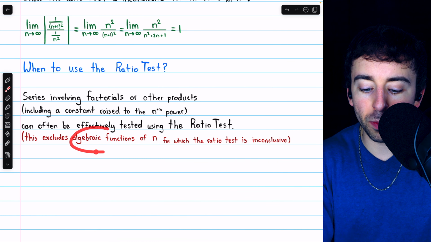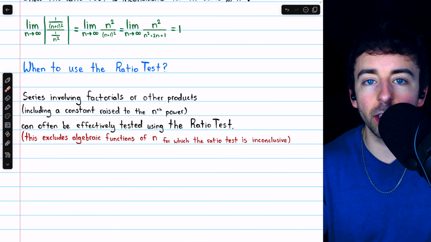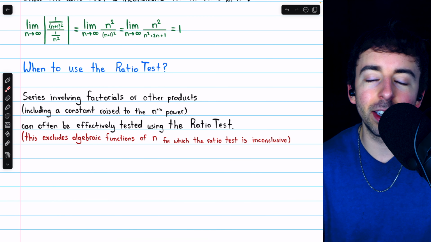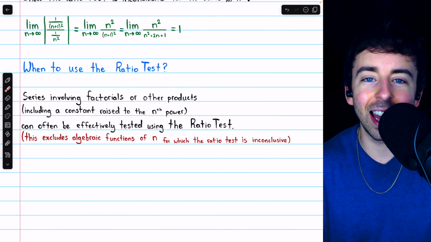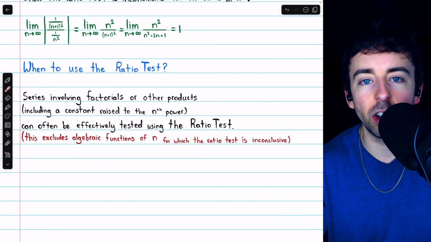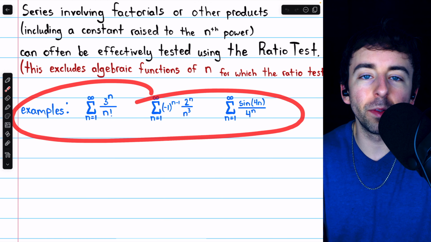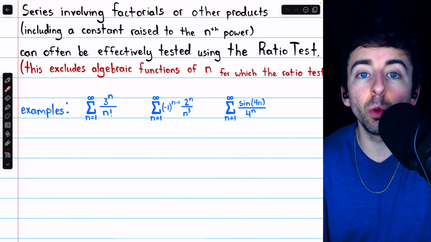That's also true for algebraic functions where the numerator and or denominator involve square roots. You're not dealing with polynomials, but still you're going to get a limit of 1 if you apply the ratio test. Here are some typical examples of series for which the ratio test would be useful.